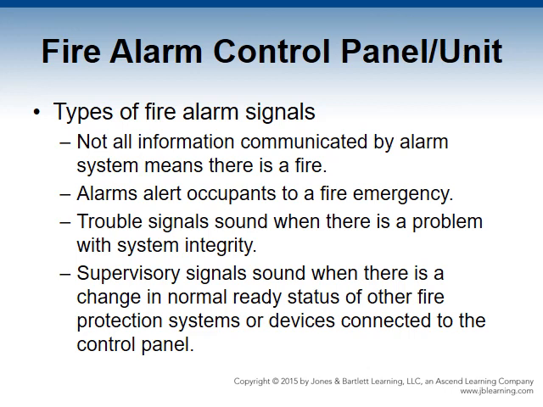Types of fire alarm signals. Not all audible and visible information communicated by a fire alarm system means there is a fire. A signal can sound to indicate system integrity problems or indicate that the normal operating parameters of the system have changed. Alarm signals alert occupants to a fire and emergency.